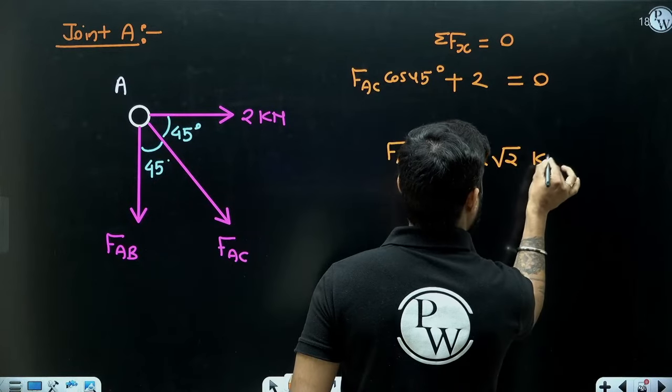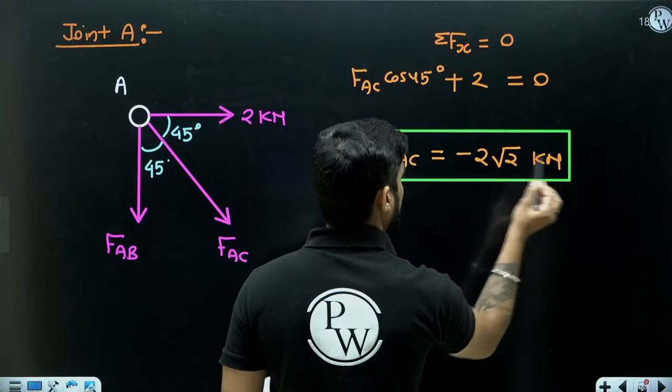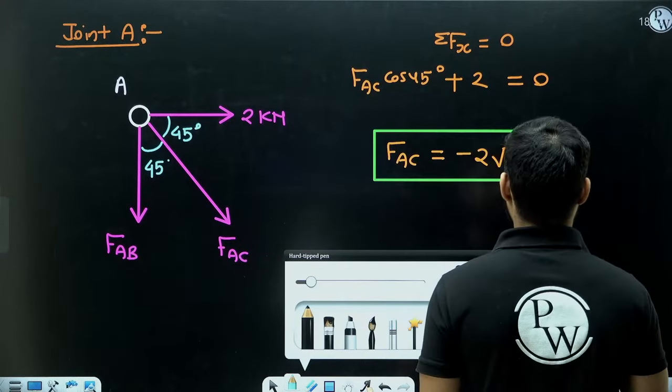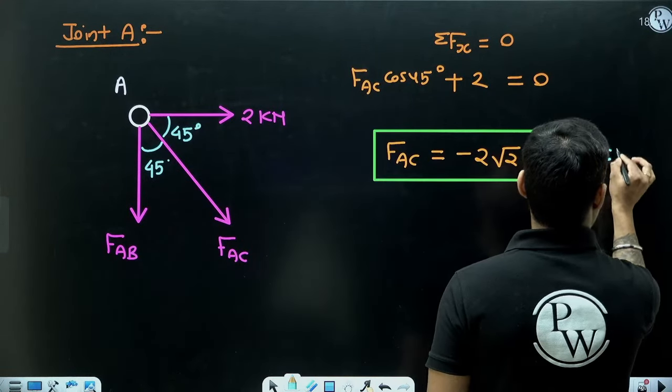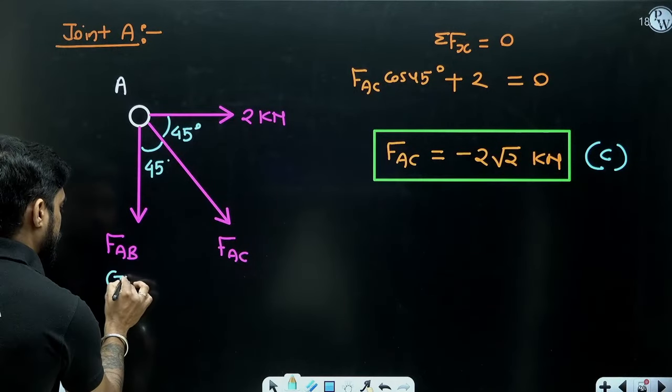Can you see? This is negative. Now, what does the negative sign indicate? The negative sign indicates that this force is compressive. I have assumed the force to be tensile.